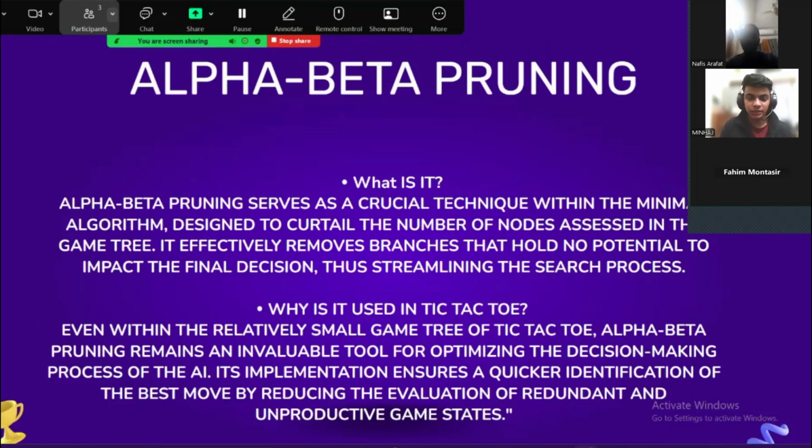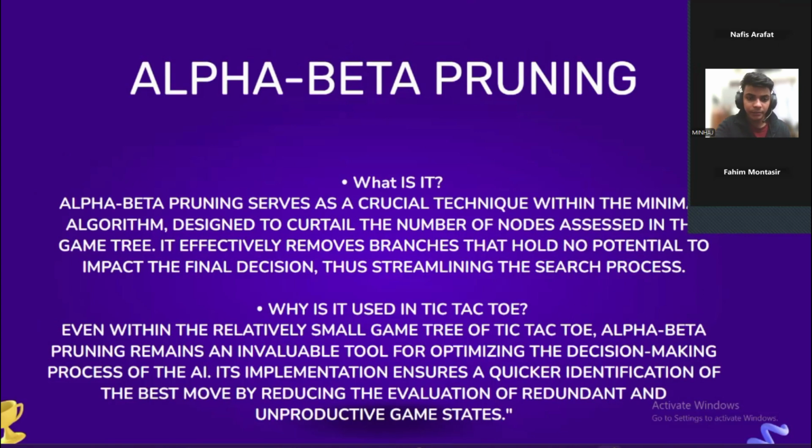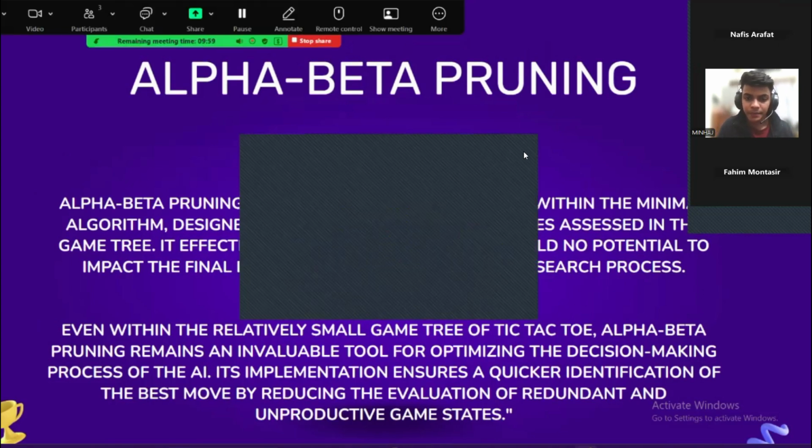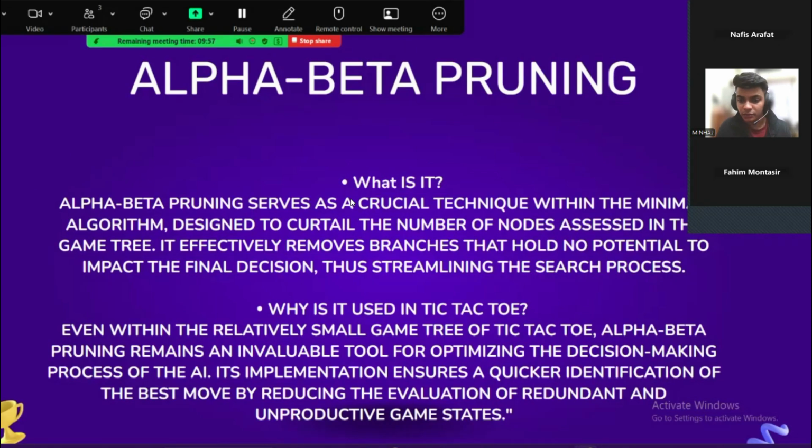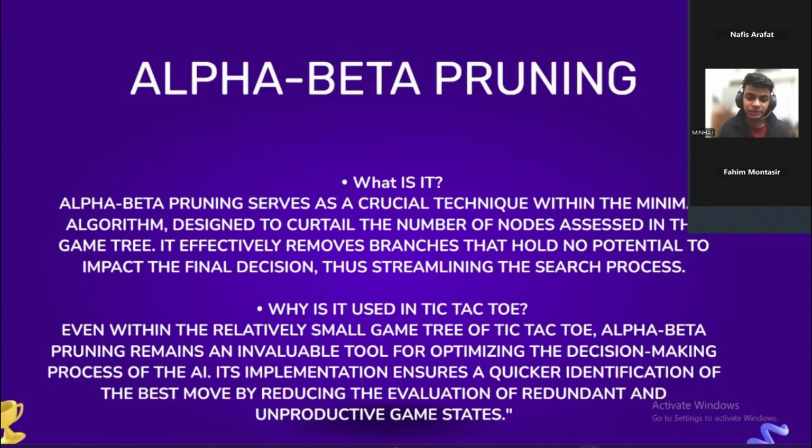So I'm going to talk about the alpha-beta pruning algorithm, which is an advanced version of the Minimax algorithm. Alpha-beta pruning serves as a crucial technique within the Minimax algorithm designed to curtail the number of nodes. Even within the relatively small game tree of tic-tac-toe, alpha-beta pruning remains an invaluable tool for optimizing the decision-making process of the AI.